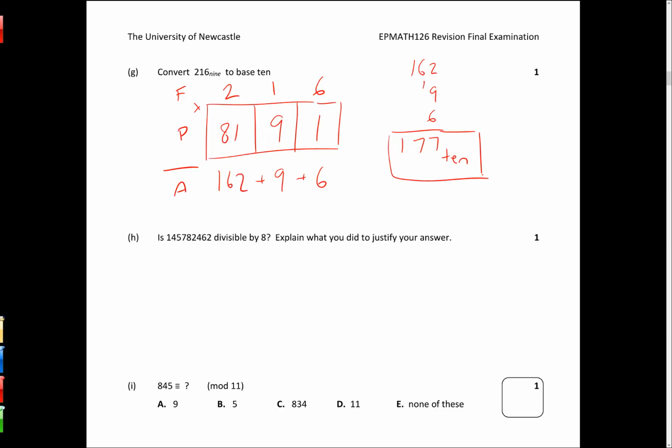Next one's talking about divisibility by 8. Maybe it's on my resource sheet for my divisibility tests. Initially, yes, true, I could just divide that number by 8. And if I get no remainder, the answer is yes, it's divisible by 8. If I get a remainder, the answer is no.